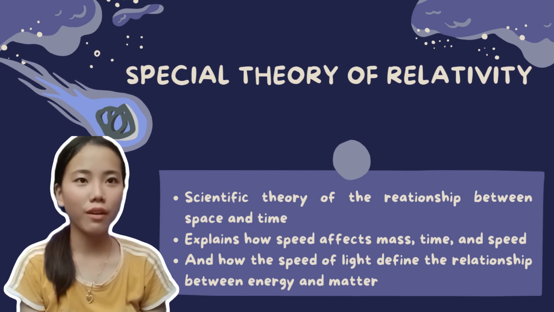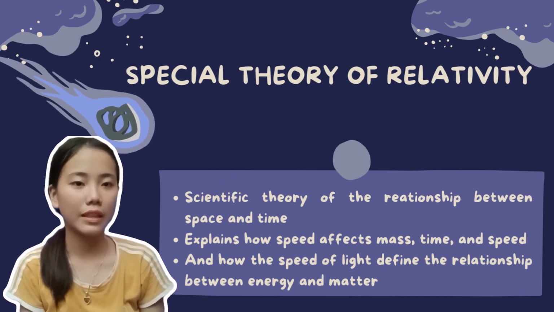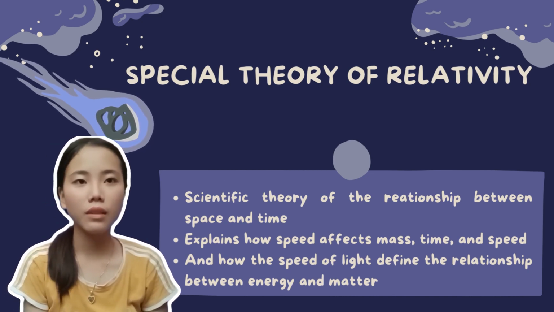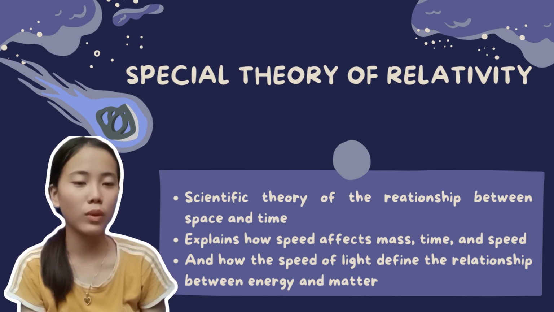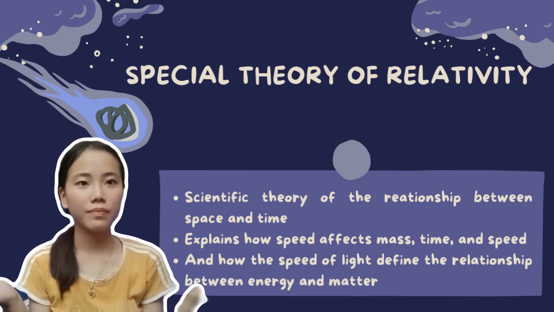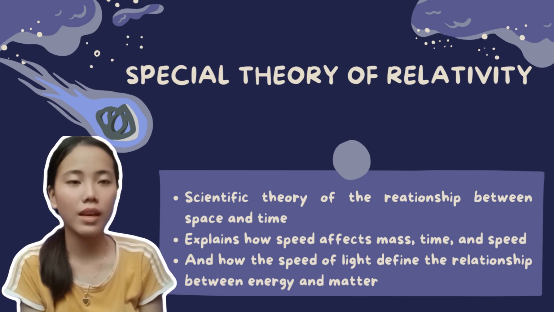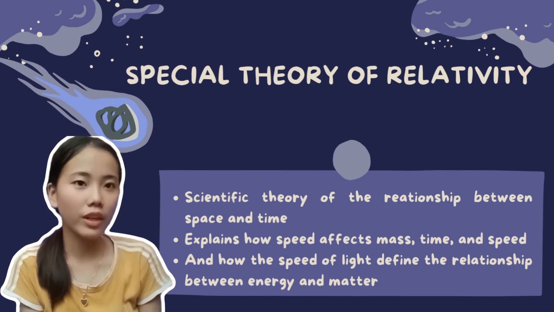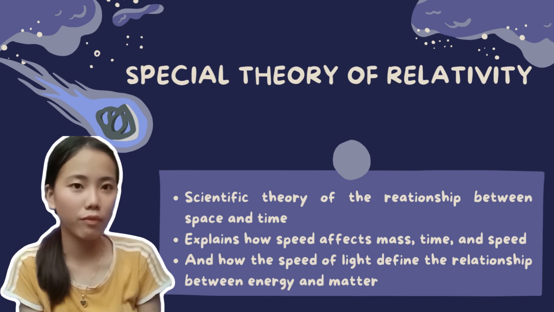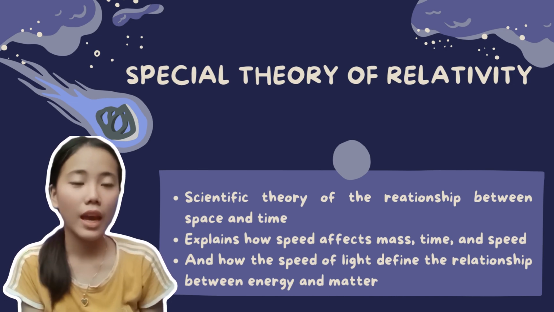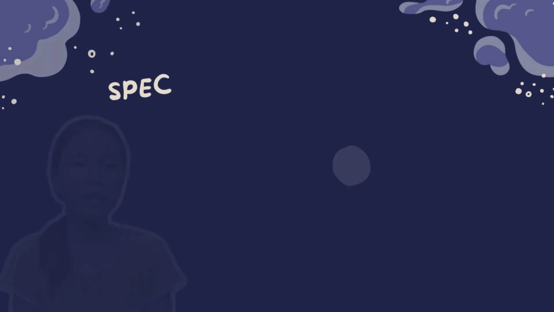The special theory of relativity, or special relativity for short, is a scientific theory of the relationship between space and time. It is an explanation of how speed affects mass, time, and space. This theory includes a way for the speed of light to define the relationship between energy and matter.